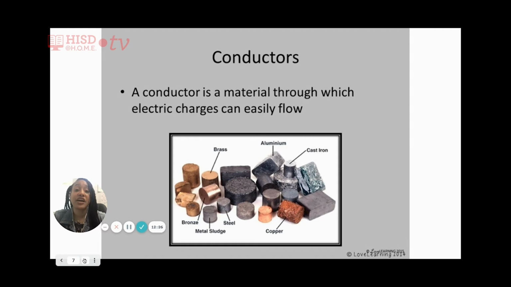So let's first talk about a conductor. A conductor is a material through which electrical charges can easily flow. I'll give you about 10 seconds to write that down. Again, on the picture, there are examples of conductors: brass, aluminum, cast iron, copper, steel, metal, and bronze. Those are all examples of materials through which electrical charges can easily flow.